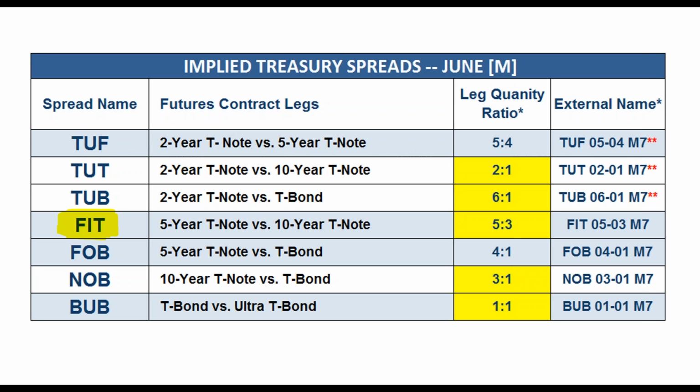Earlier, somebody asked what the exchange spreads are. They're right in front of you. They have silly names. The tough is 2s, 5s. The tut is going to be 2s, 10s. The tub is 2s, 30s. Fight is 5s, 10s. The fob, the knob, and the bub. All silly names, but these names are pretty actively known in the Chicago community.